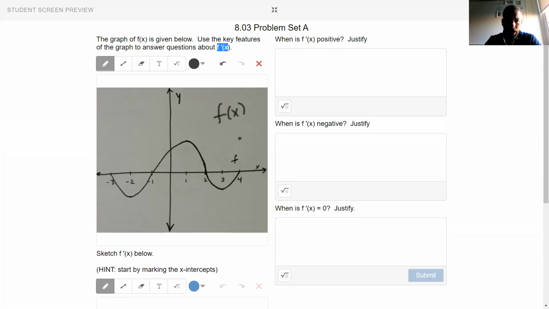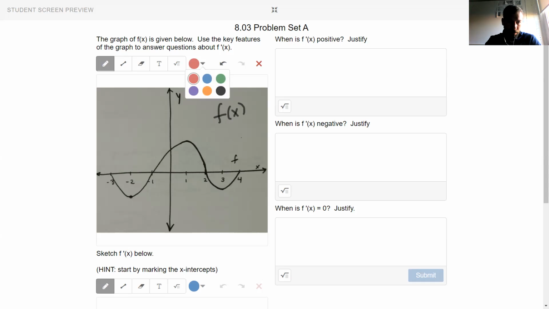F prime, we must be talking about this graph's slope, right? So given f, we want to talk about its slope. We want to talk about what's happening to the derivative. So when is f prime positive? Well, I need to just use my chart. And I can see that f prime is positive when f of x, going backwards, is increasing. Right? When f of x is increasing.